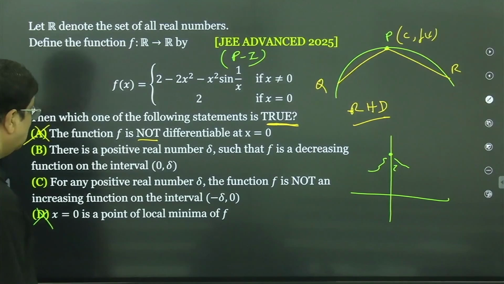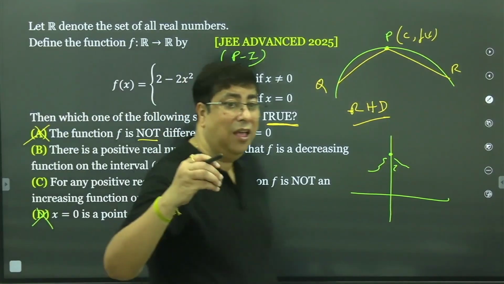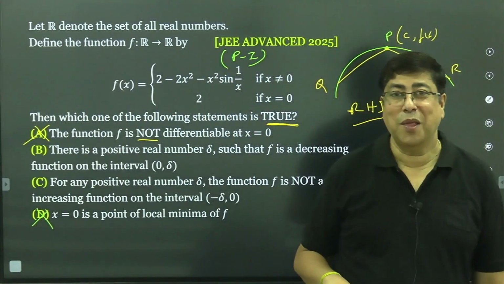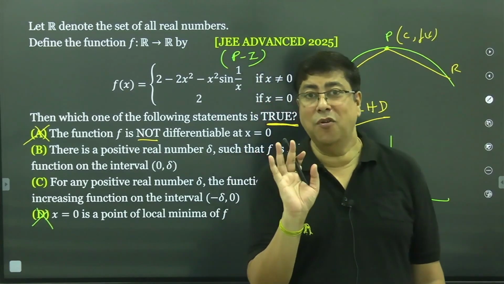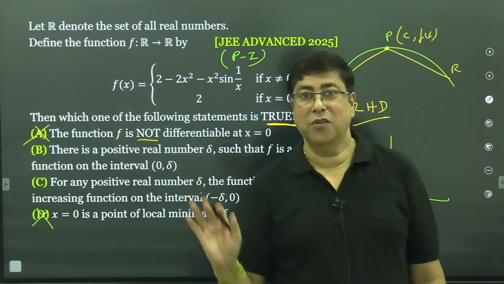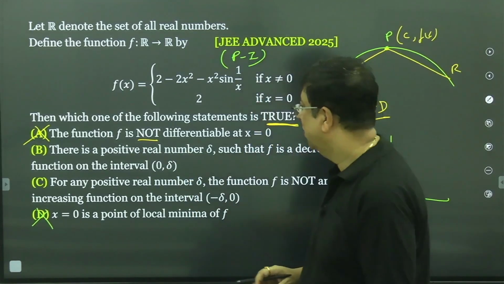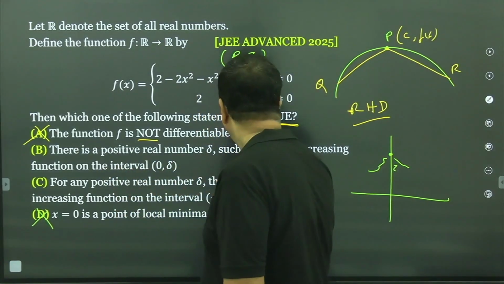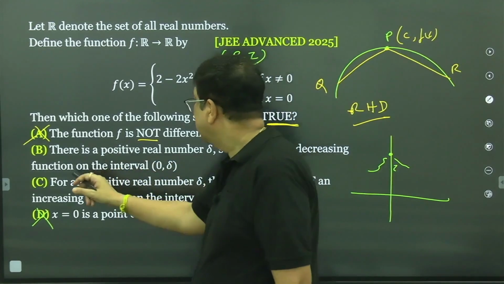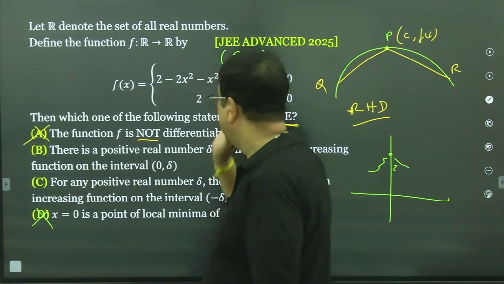Now the reason there is a problem is the options B and C. But everybody remember one thing: it needs profound knowledge only. It's not any controversial question. Okay, so let's see this. For B, it has been given there is a positive real number delta such that f(x) is a decreasing function on the interval 0 to delta.